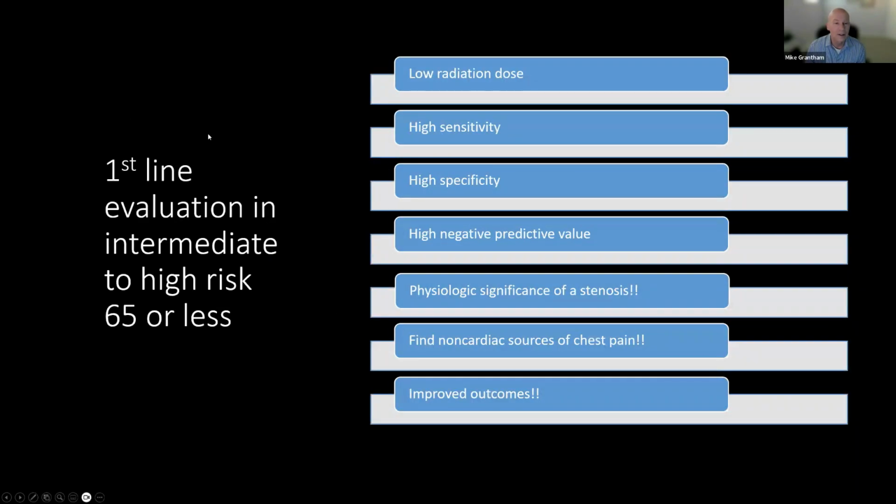So hopefully by this time I have you convinced that coronary CTA should be the first line in evaluating your patients, because it really does check all the boxes and has the benefits of finding non-cardiac sources of chest pain. And at least compared to traditional testing, you can improve outcomes for your patient.